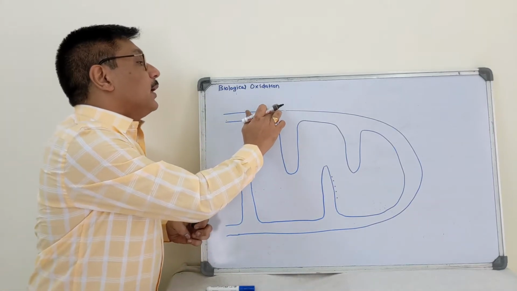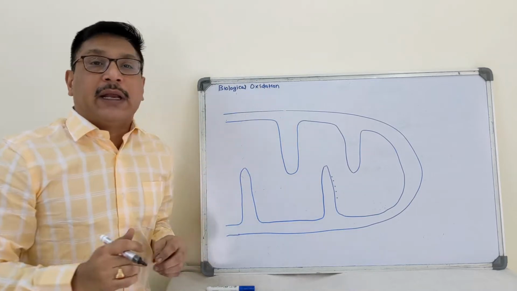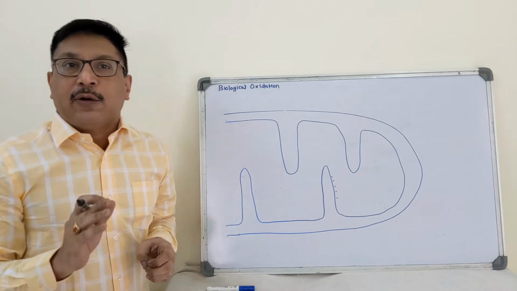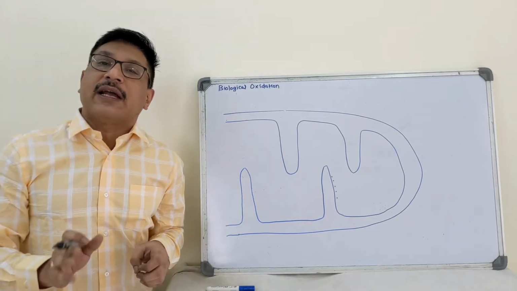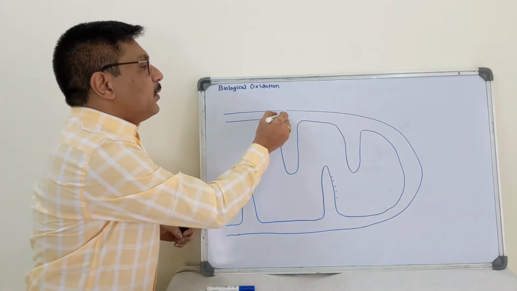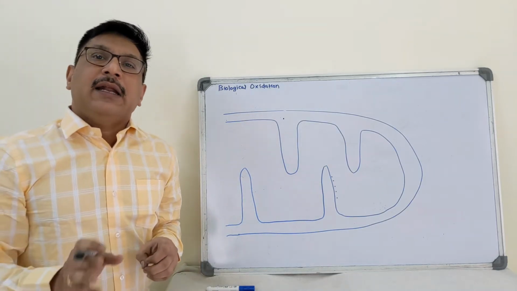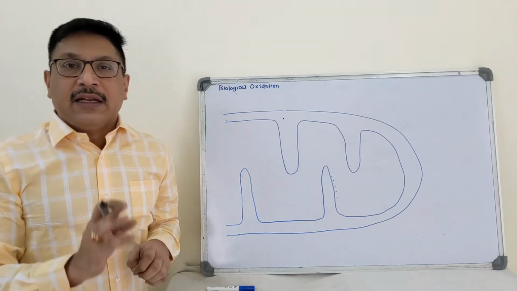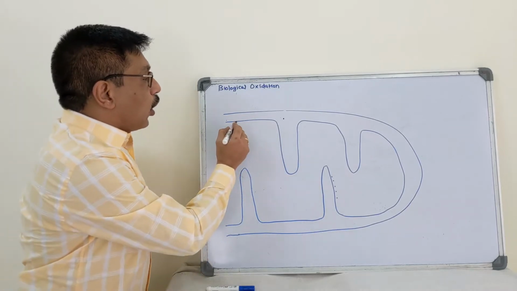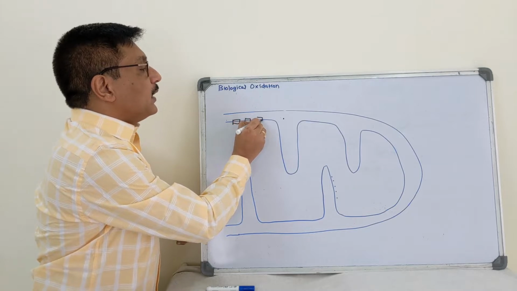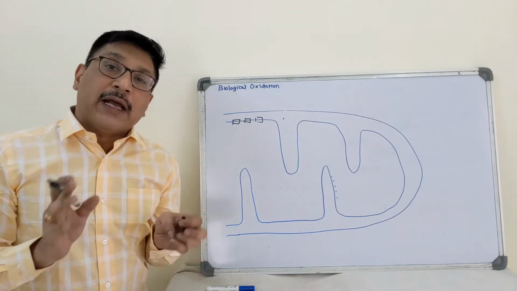On the outer mitochondrial membrane, the enzymes situated are acyl CoA synthase and glycerophosphate acyl transferase. In the intermembrane space, the enzymes present are adenylyl kinase and creatine kinase. Embedded in the inner mitochondrial membrane are the enzymes of biological oxidation.